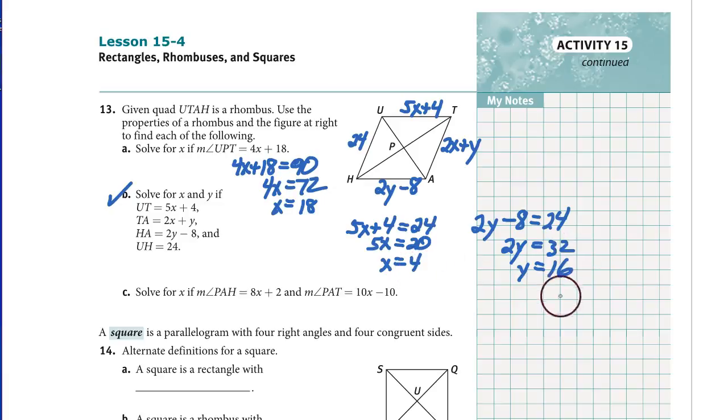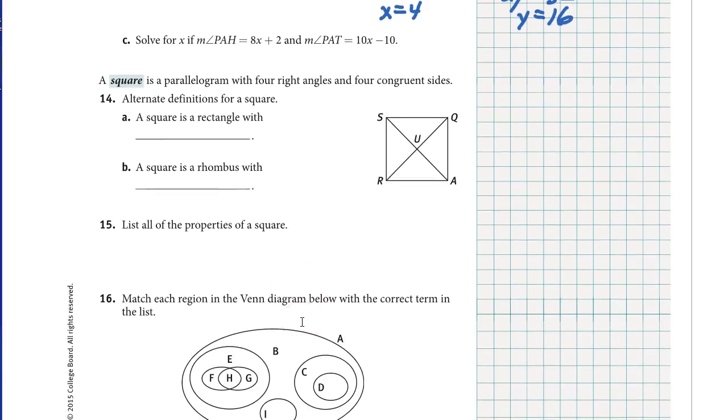We figured out x and y by making equations, and we made the equations using our properties of rhombuses, specifically that all 4 sides are equal to each other. Now the next vocabulary word in the lesson is the word square. Here's the definition of square. A square is a parallelogram with 4 right angles and 4 congruent sides. In a sense, this is saying that a square is a rectangle, and at the same time, a square is a rhombus. So here's a drawing of a square.